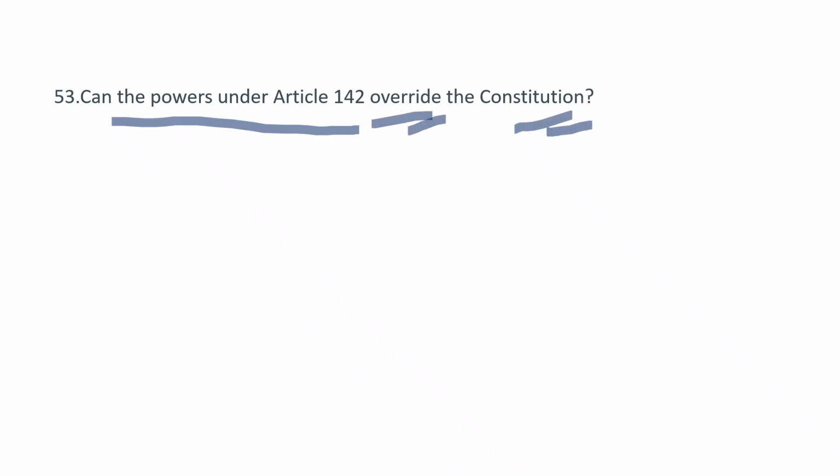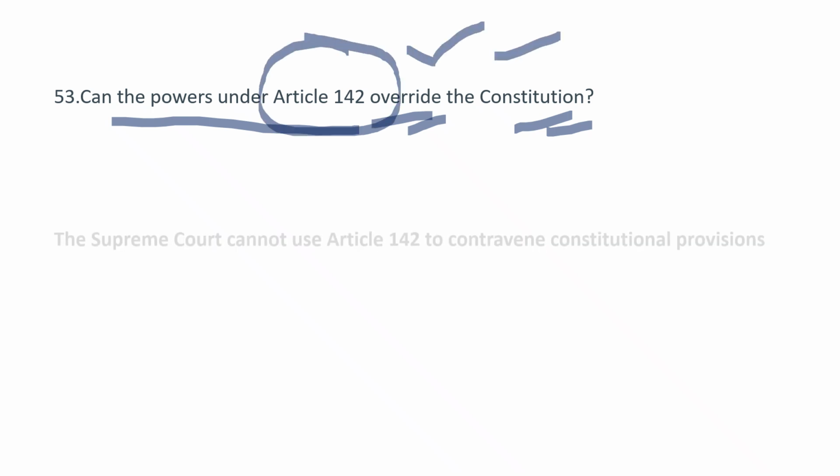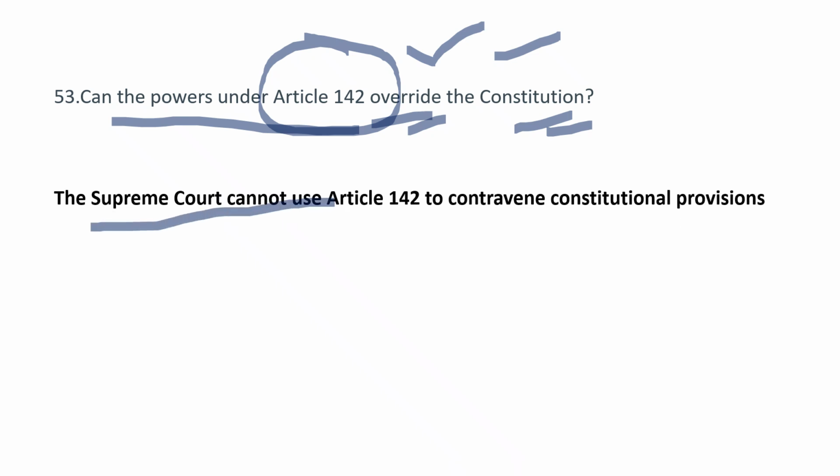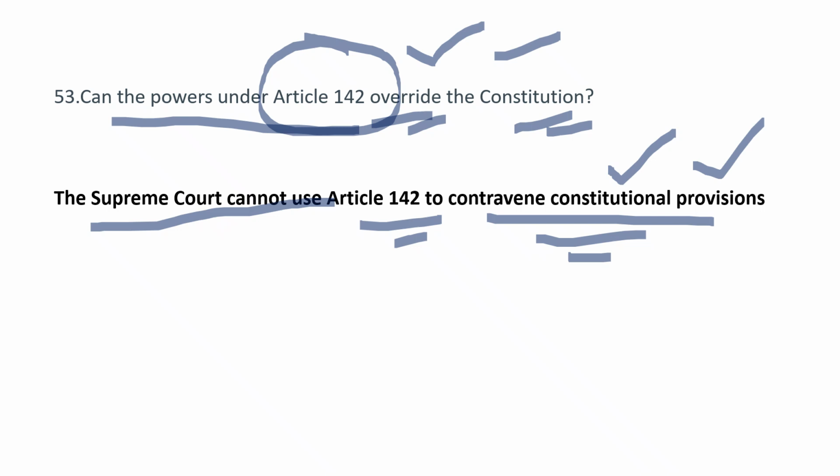This is the question. Just now we have seen that under Article 142 the Supreme Court passes decrees or orders. The answer is, the Supreme Court cannot use Article 142 to contravene the constitutional provisions. Whatever may be the Supreme Court's order, it should follow the constitutional provisions and cannot contravene them.